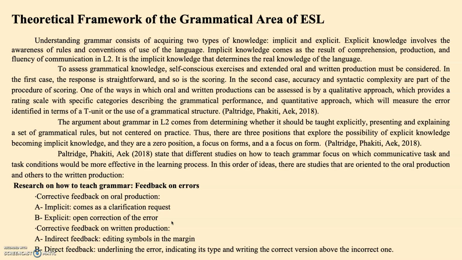According to the theoretical framework of the grammatical area of ESL, understanding grammar consists of acquiring two types of knowledge, implicit and explicit. Explicit knowledge of grammar involves the awareness of rules and conventions of use of the language. Implicit grammar knowledge comes as the result of comprehension, production, and fluency of communication in the second language. It is then the implicit knowledge that determines the real knowledge of the language.